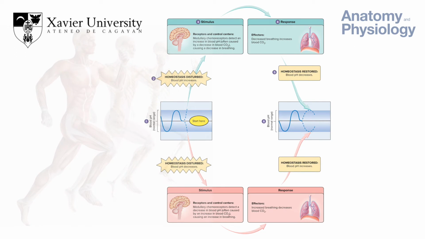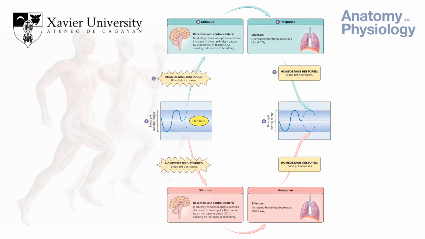So there's an illustration of the regulation of the blood pH. For number 1, blood pH is in its normal range. Then number 2, the blood pH increases outside its normal range, which disturbs homeostasis. And number 3, the control centers for blood pH, the medullary chemoreceptors, detect an increase in blood pH, so blood becomes more basic, and respond to the increased pH by signaling a decreased breathing rate.